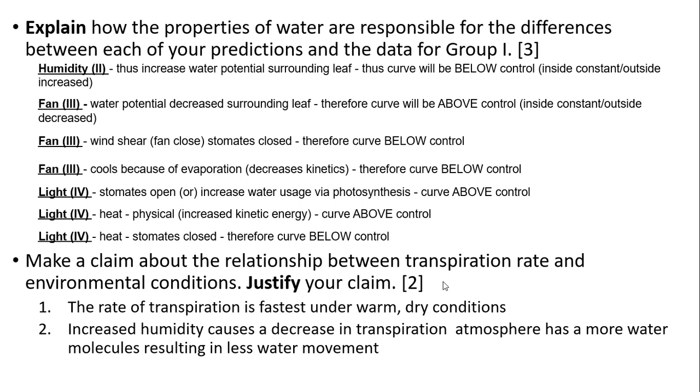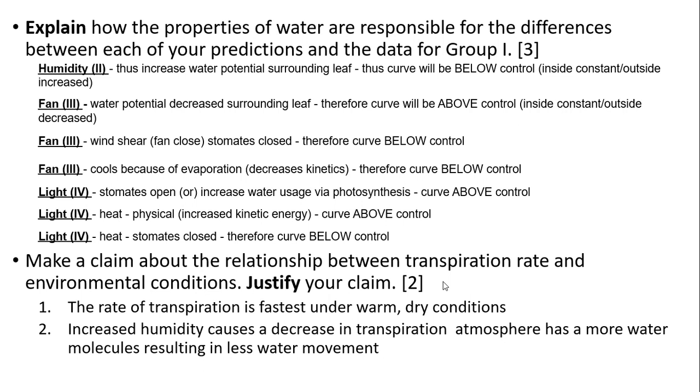For the fan, if you had the fan blowing, you're decreasing the water potential surrounding a leaf. You're creating drier air around the leaf, and so you're going to increase the amount of water loss. The other thing is the fan could cool it and make it a cooler surface, which would reduce evaporation, which would drop the curve below the control, and also the fan with wind shear could force the stomates to close, and that makes it go below the curve.